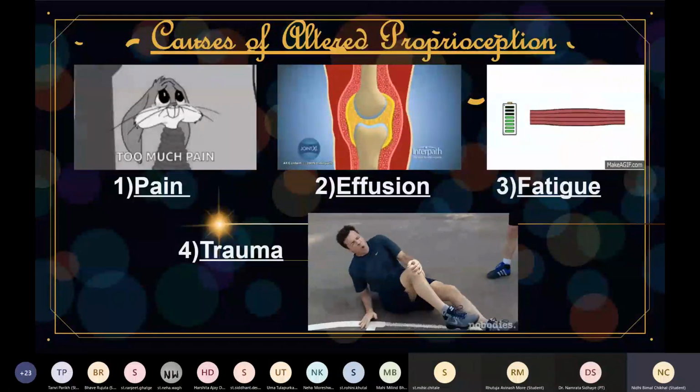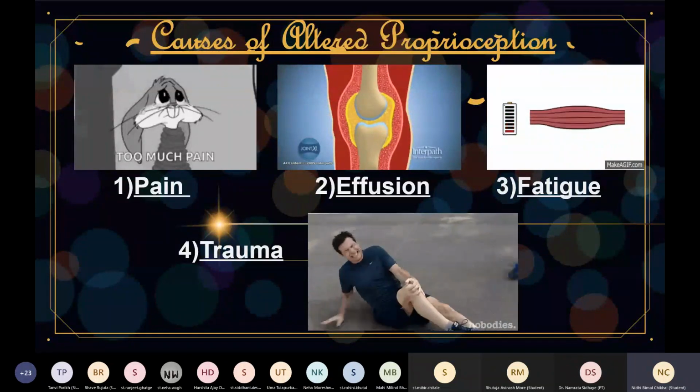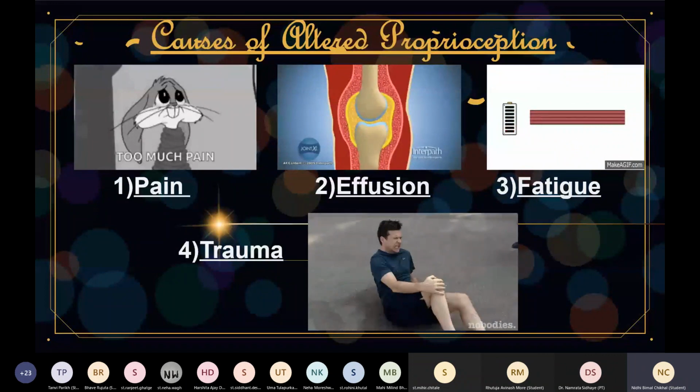First is pain. In the presence of pain, the proprioception is disturbed because of the alteration in reflex activity and the increased sensitivity of the muscle spindles.